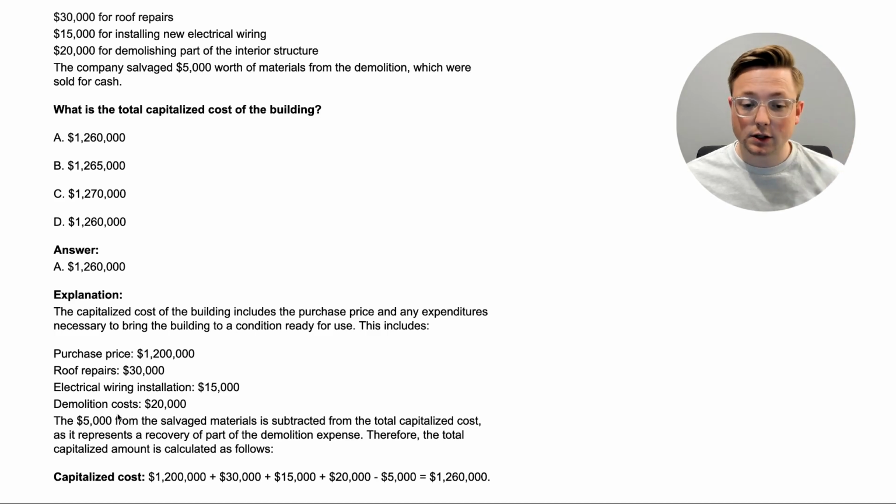And then this $5,000 from the salvaged materials is actually subtracted from the total capitalized cost, as it represents a recovery of part of the demolition expense. So they're getting money back from how much they spent on the demolition. That's basically how you're looking at it. So you take all that: $1,200,000 plus $30,000 plus $15,000 plus $20,000 less the $5,000 that was salvaged, and that gets you $1,260,000 as the capitalized cost for the building. So that's the amount that's going to be depreciated on the books from here on out. And again, we're going to talk about depreciation and those kinds of things in the next video. Let's go to the next question.